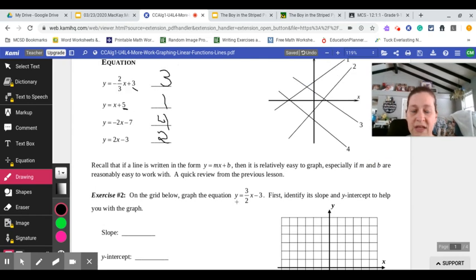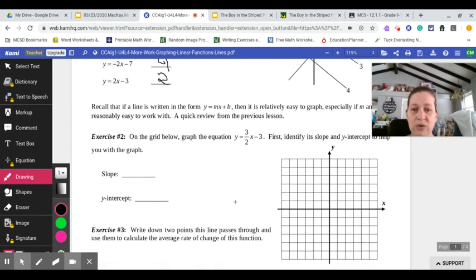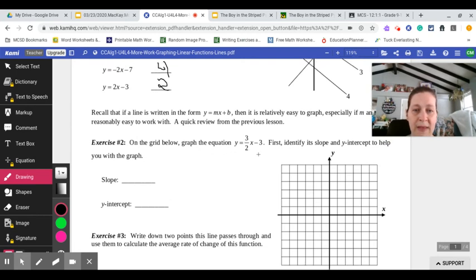Recall that if a line is written in the form y equals mx plus b, then it is relatively easy to graph, especially if m and b are reasonably easy to work with. A quick review from the previous lesson. Exercise 2. On the grid below, graph the equation y equals 3 over 2x minus 3. First, identify the slope and the y-intercept to help you with the graph. We know our slope is whatever's with the x, so our slope is 3 over 2. Our y-intercept is whatever number comes at the end. In this case, it's negative 3. We have to use the sign that comes with it.